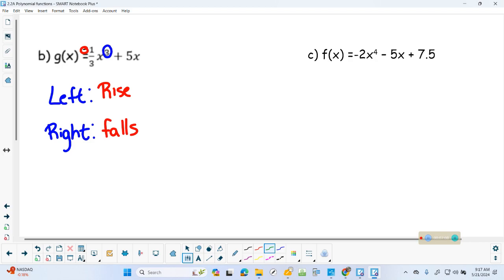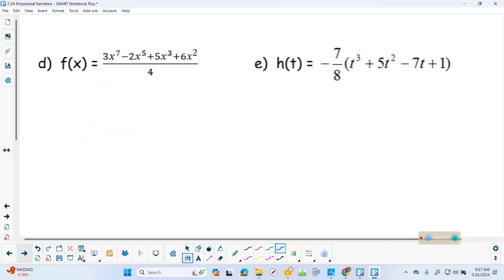All right, let's take a look at C, our degree 4, even, so they're going to work together. So I'm just going to say both. Make my life easy. And of course, negative, they're both going to fall. Got it. So again, just using these to help us draw the graphs. That's what we're really after.